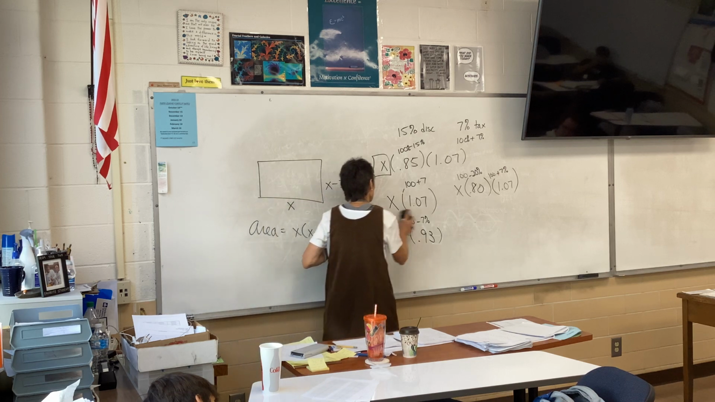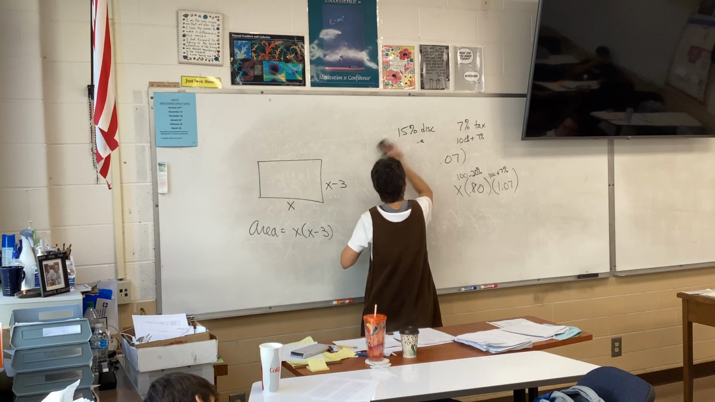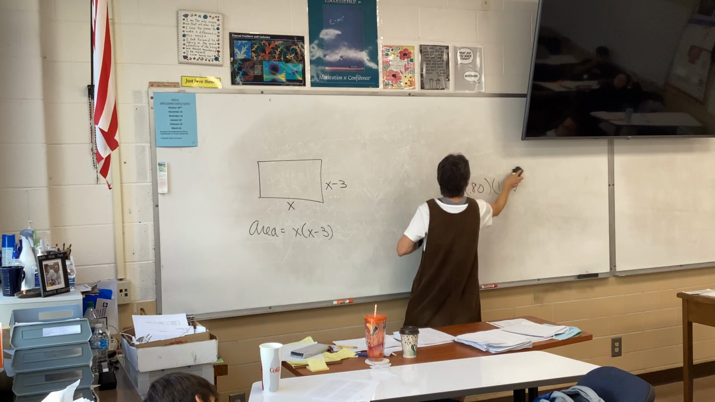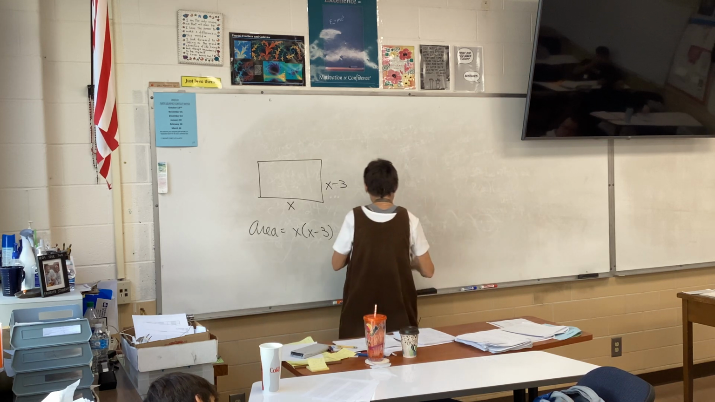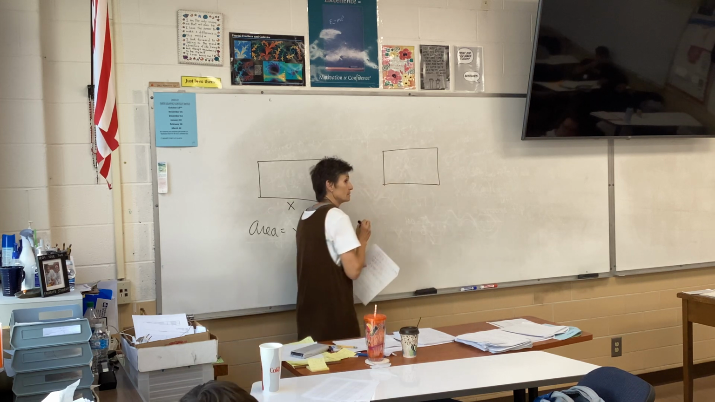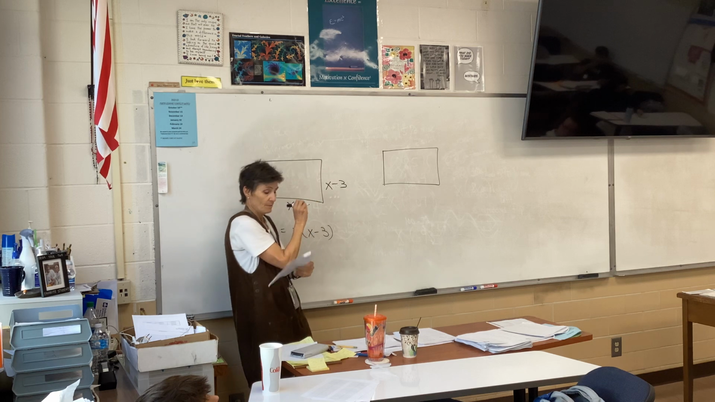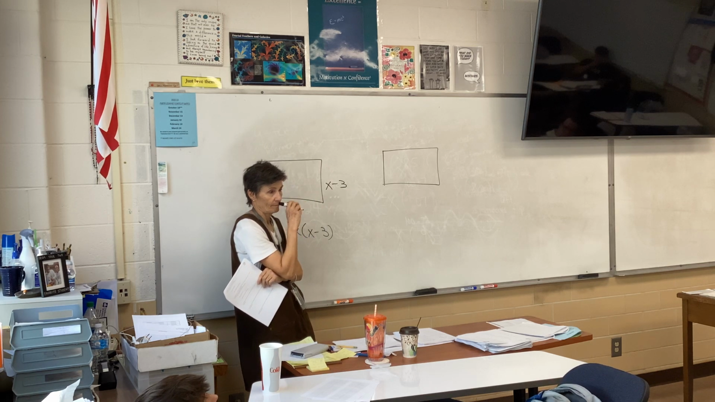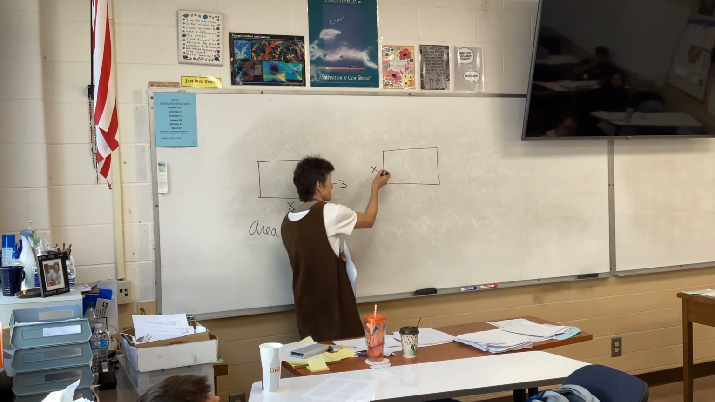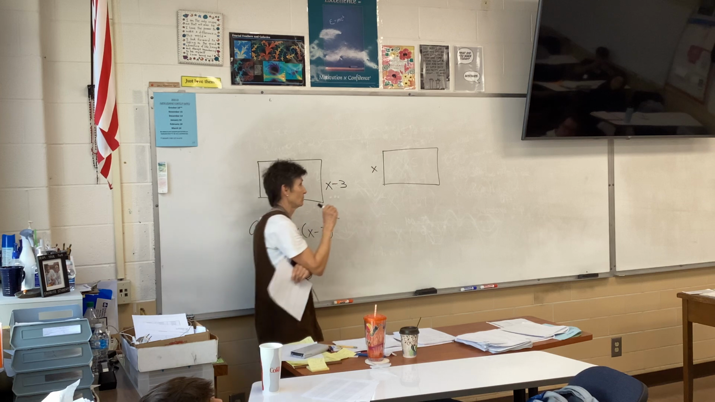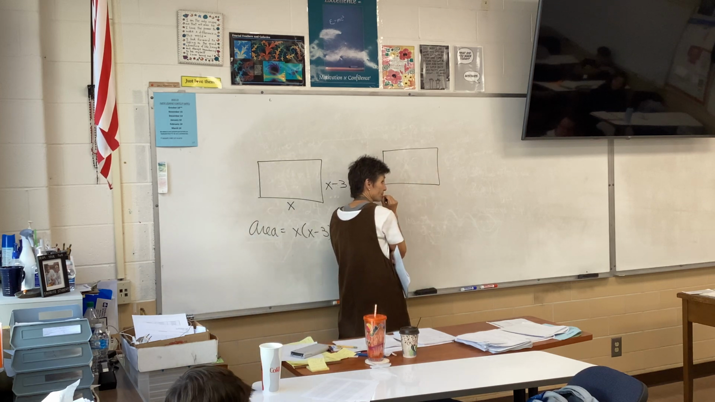Find the perimeter of a rectangle whose length is twice the width. Okay, so here's my rectangle. The length is twice the width. So could I call this X? If I did, what would I call this? 2X.